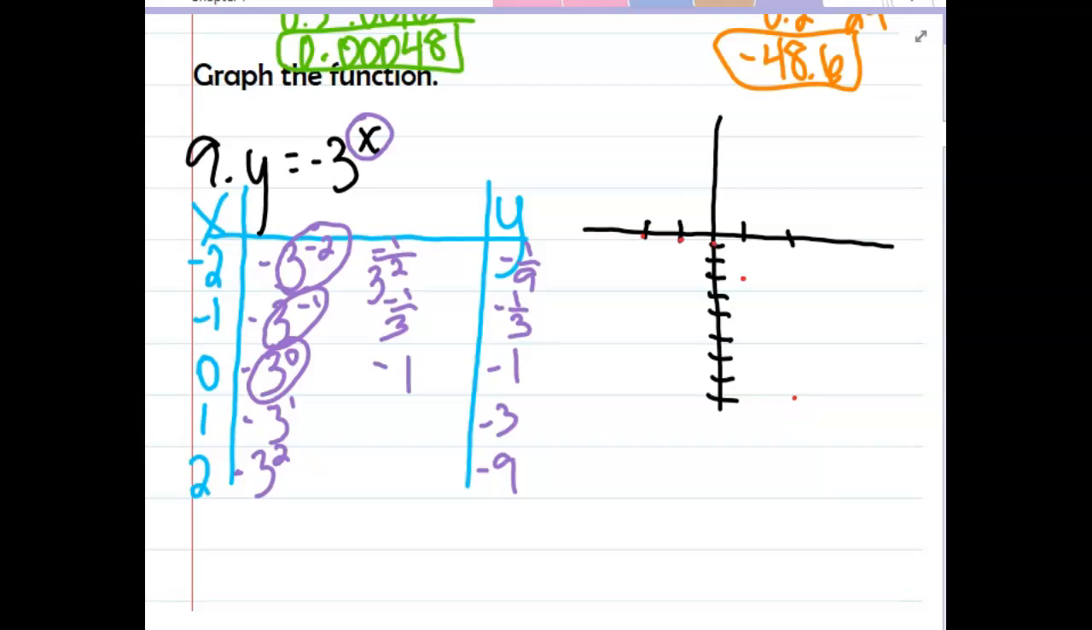And then once you plot your points, connect them in a smooth curve. And notice we have a period of slow decline, and then it kind of drops off there.